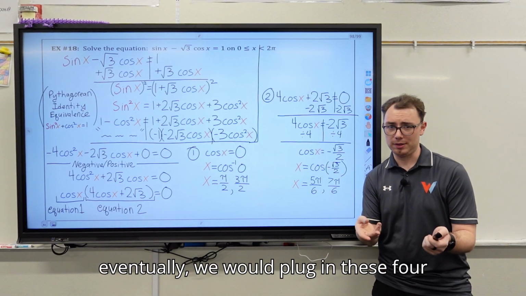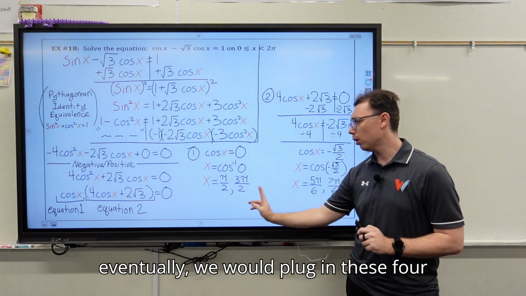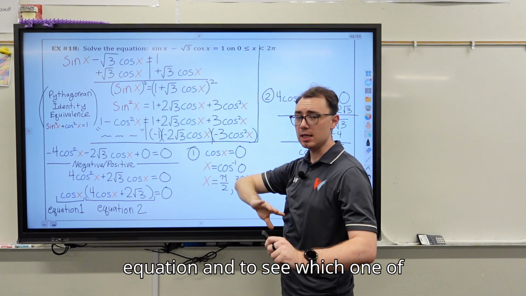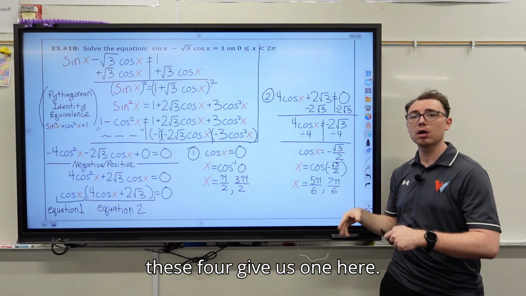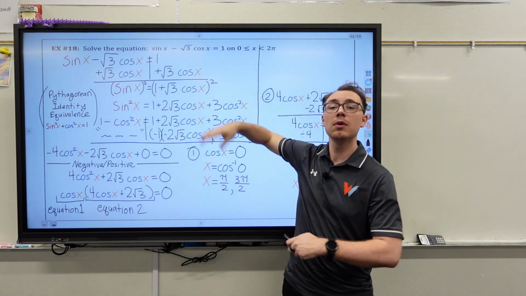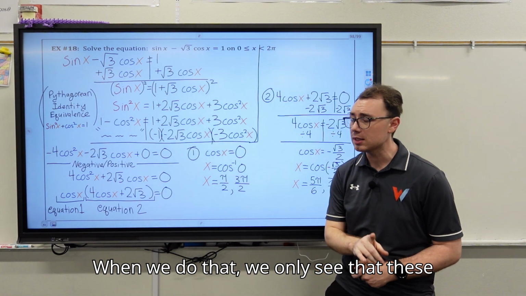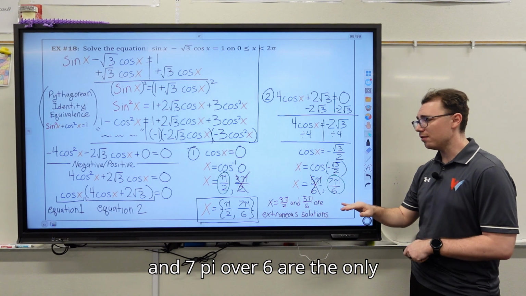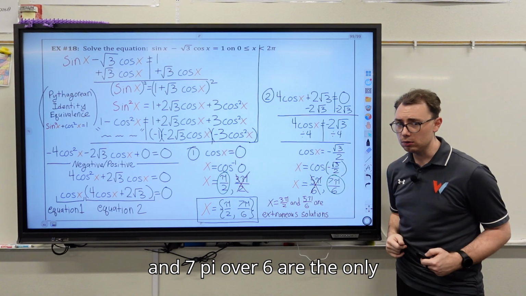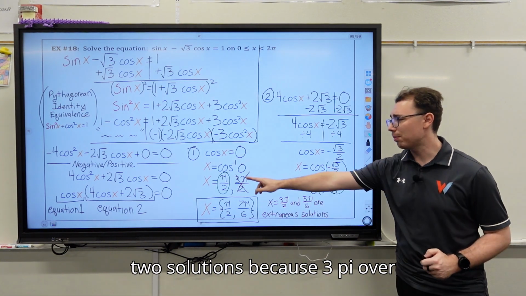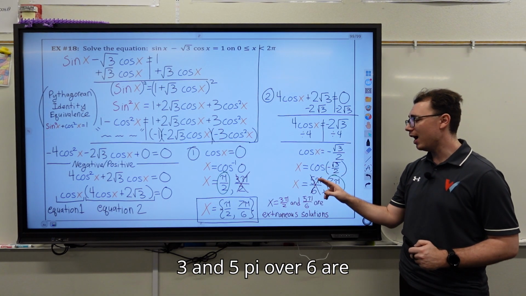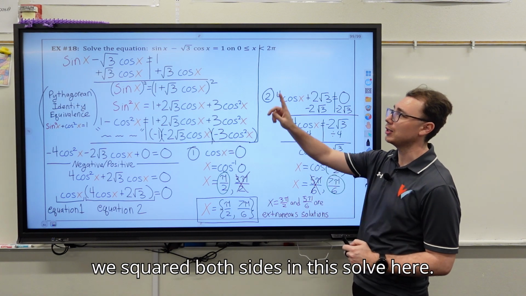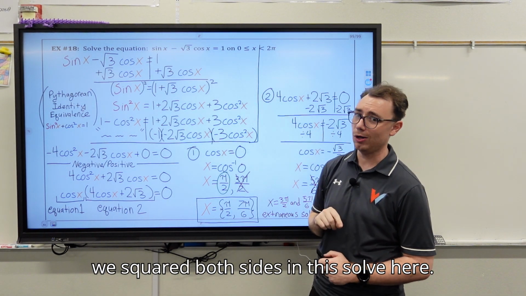Now, eventually, we would plug in these 4 solutions here back into the original equation to see which one of these 4 give us 1 here. When we do that, we only see that these 2 answers of pi over 2 and 7 pi over 6 are the only 2 solutions, because 3 pi over 2 and 5 pi over 6 are extraneous solutions due to the fact that we squared both sides in this solve here.